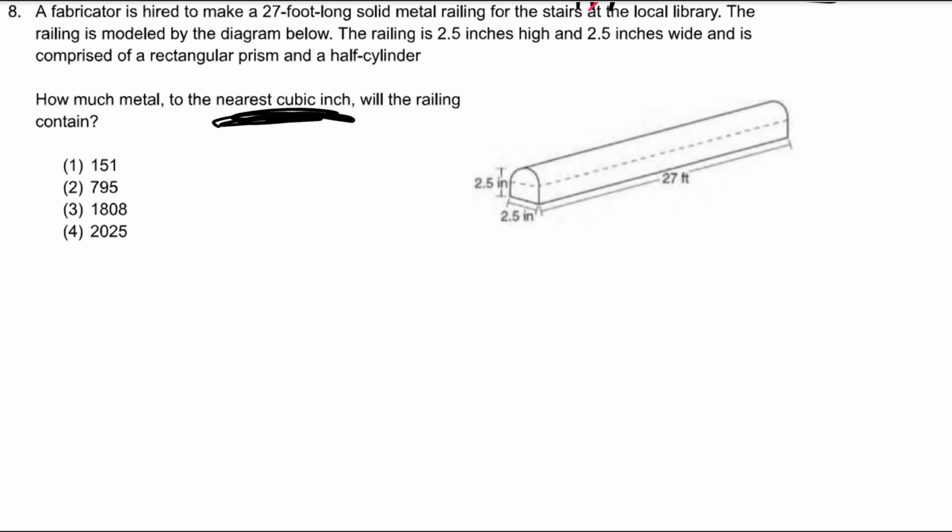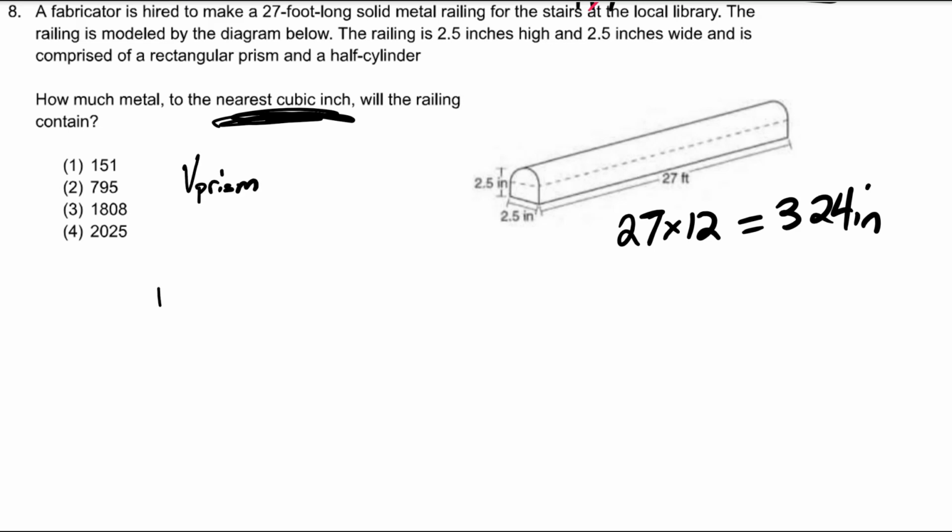Well, if they want a measurement in cubic inches, one of my measurements is in feet here. So if there's 12 inches in every foot, I could multiply that number by 12 to find that that is 324 inches long of railing. All right, I need a total volume here. I'll find the volume of the prism, and I'll add to that the volume of the half cylinder.